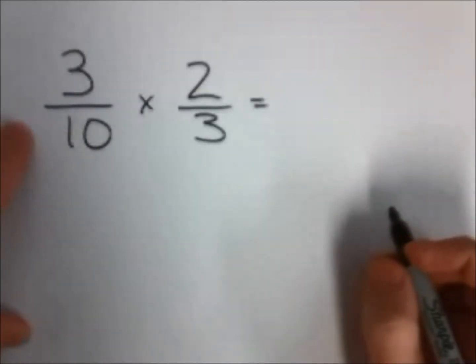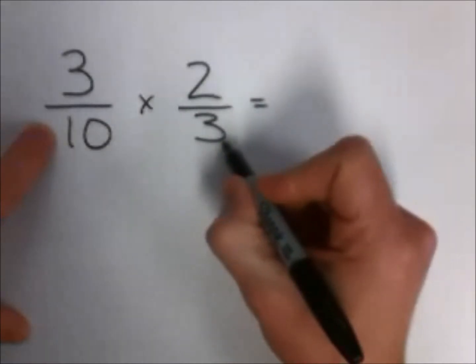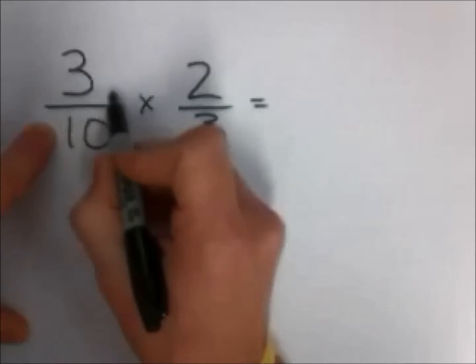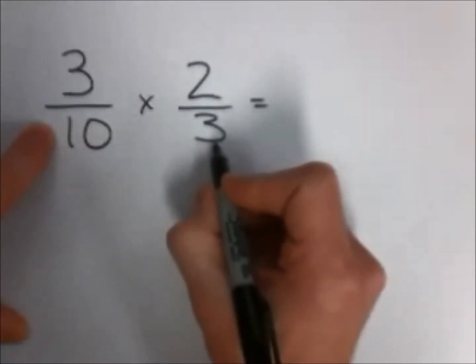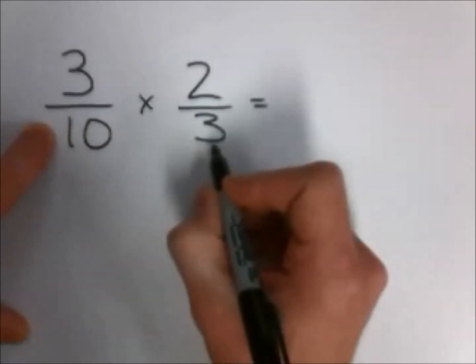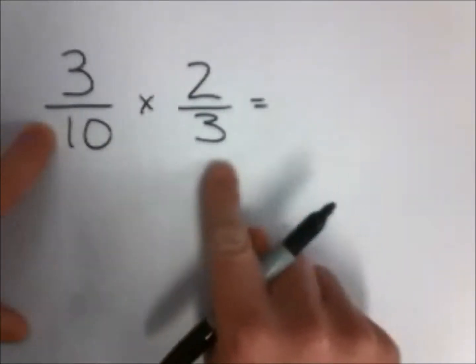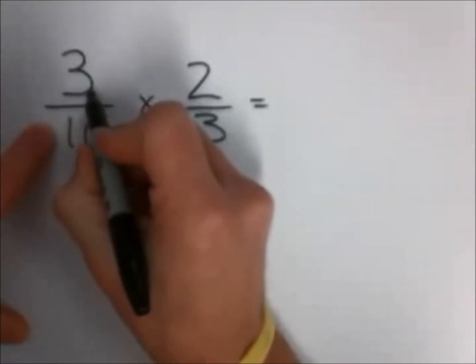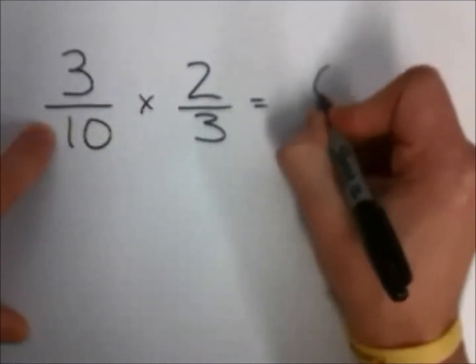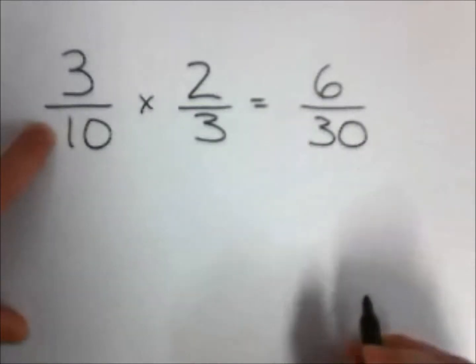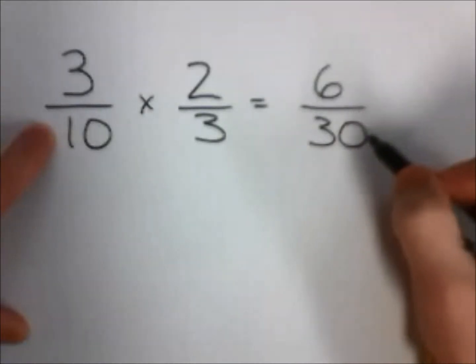Alright, our next example, we're going to take 3/10 and we're going to multiply that by 2/3. Now when you multiply fractions, all you have to do is multiply the numerators and multiply the denominators. And this is different than adding and subtracting fractions because you actually change the denominators. So in this instance, we're going to have 3 times 2 is 6, and 10 times 3 is 30. And we have an answer of 6/30.